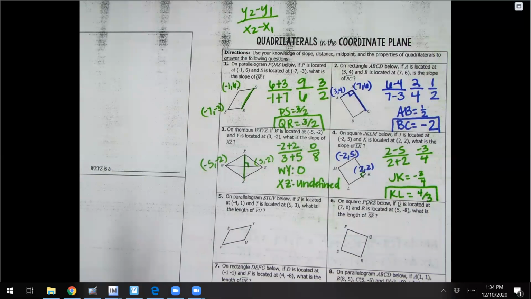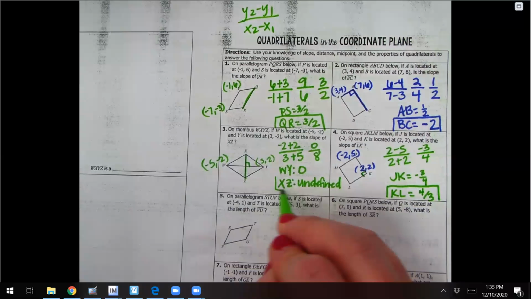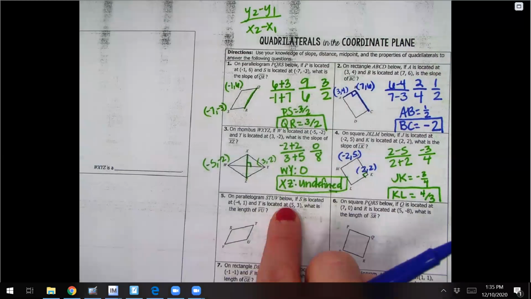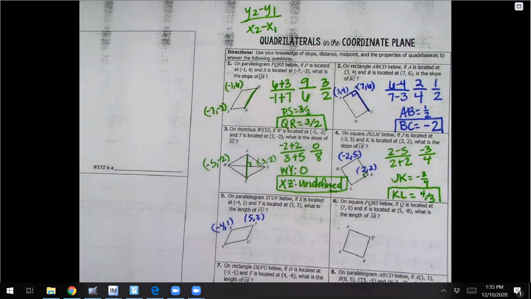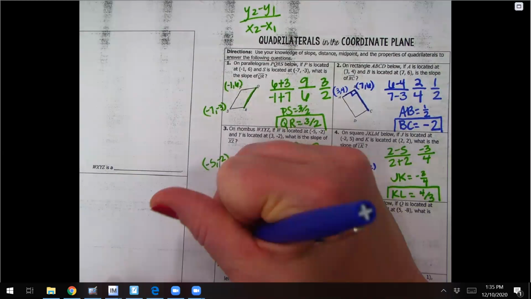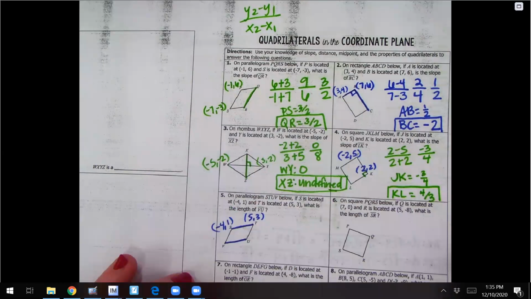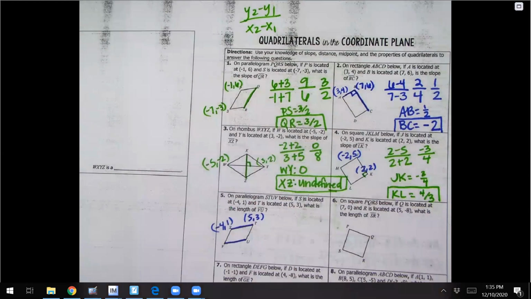All right, number 5. Number 5, parallelogram STUV below. If S is located at -4, 1 and T is located at 5, 3, what is the length of VU? What's the relationship between VU and ST? They're parallel and they are congruent. So let me find the length of something. Gotta use this one. Yay! Distance formula. Everyone's super excited.